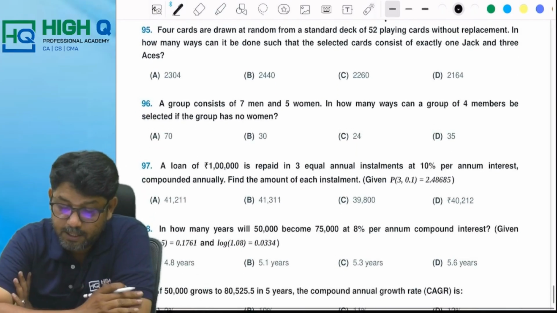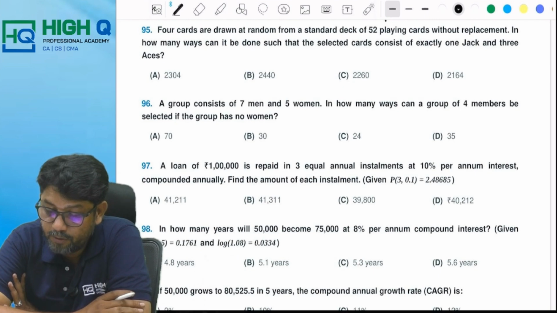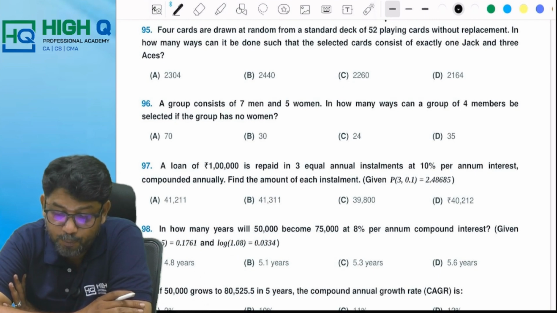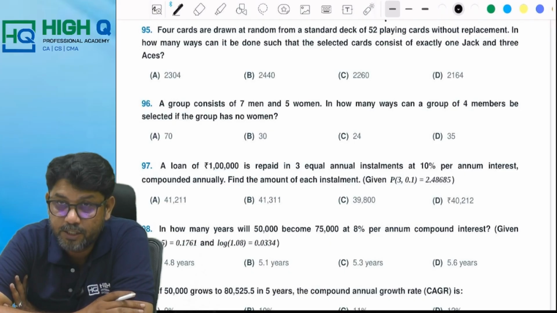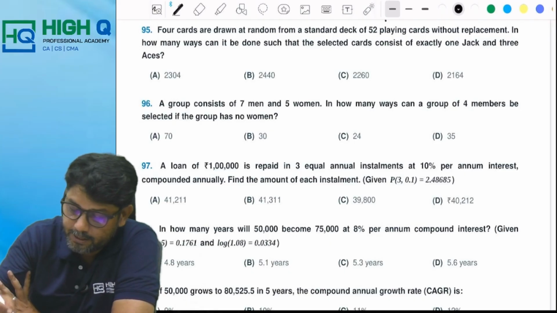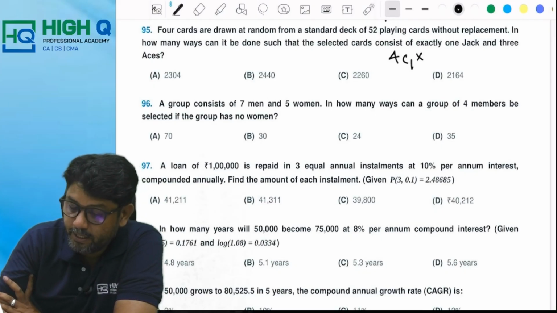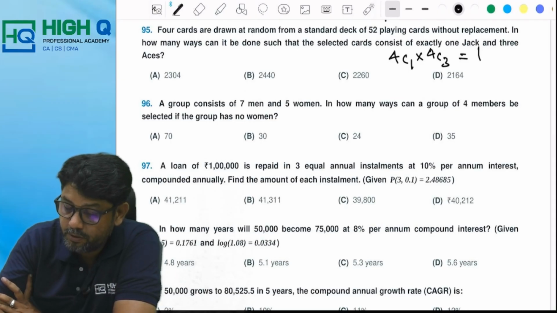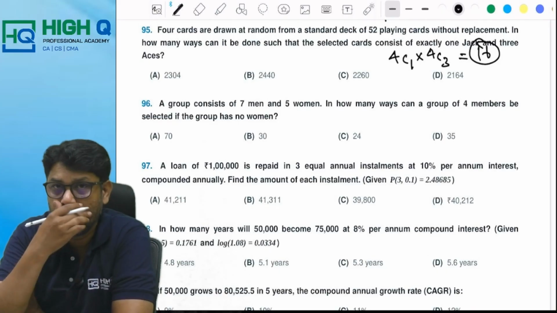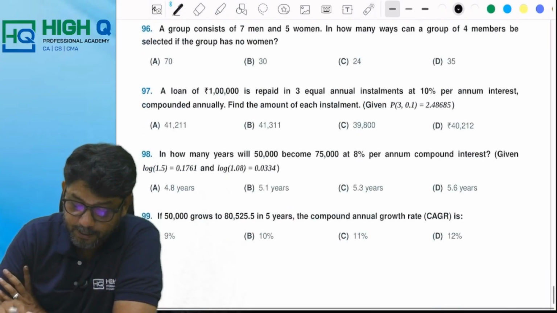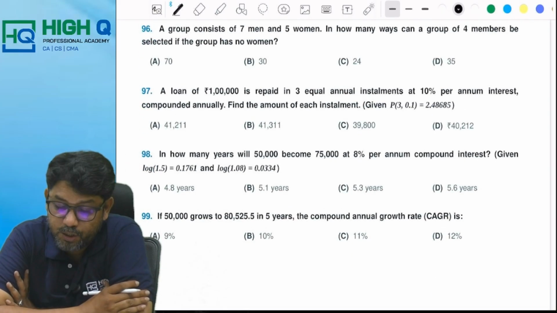Option B. Now, four cards are drawn at random from a standard deck of 52 playing cards without replacement. In how many ways can it be done such that the selected cards consist of exactly one jack and three aces? There are four jacks, one to be selected, and three aces from four, so 4C1 into 4C3, which is equal to 16. All the other options are wrong. 16 is the right answer, my dear.